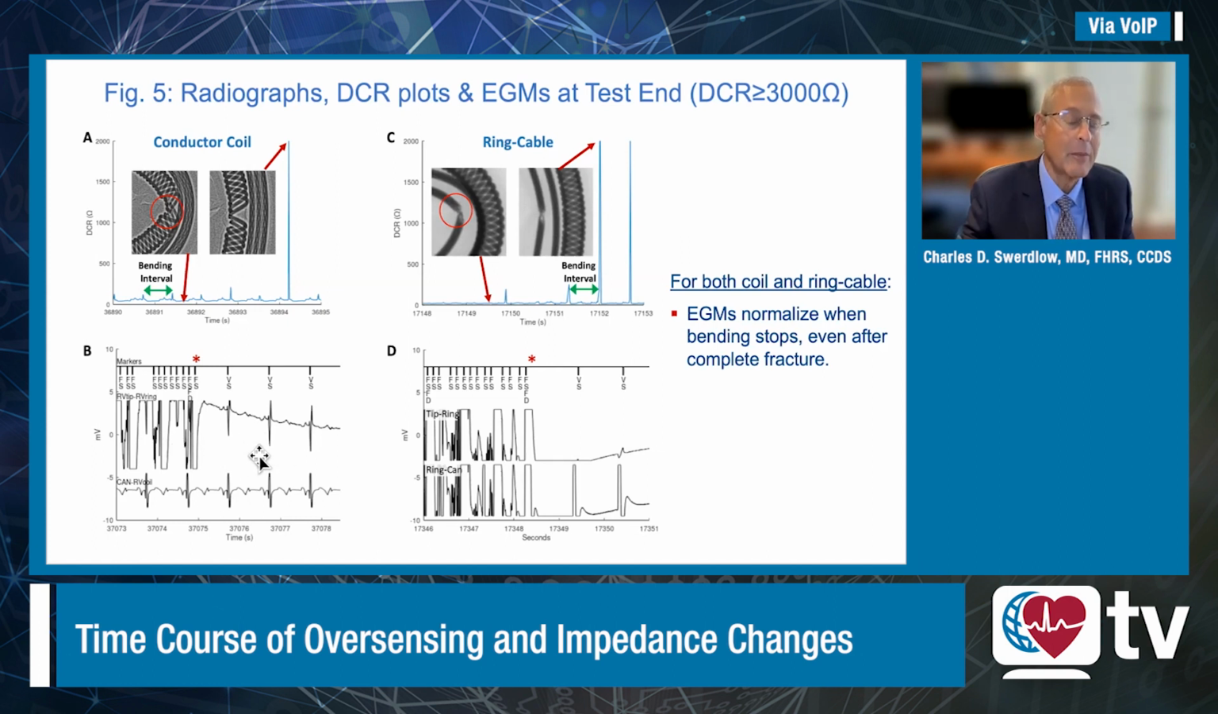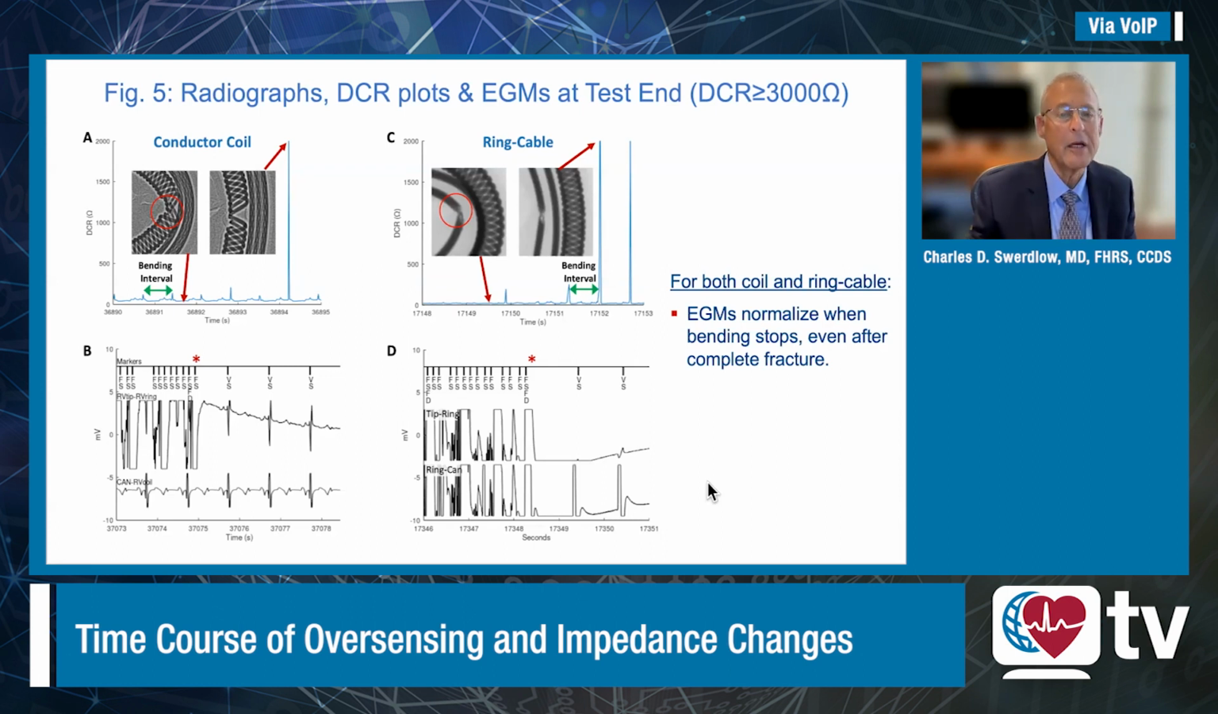as the bending stops. Similarly, for the ring cable, and you can see that the ends are separated and broken here completely, we get this 3,000 ohm impedance spike with a bending cycle. We shut off the bending, and the electrogram again normalizes. So an important point is that unless the fracture ends are bending, you won't get abnormal electrograms.